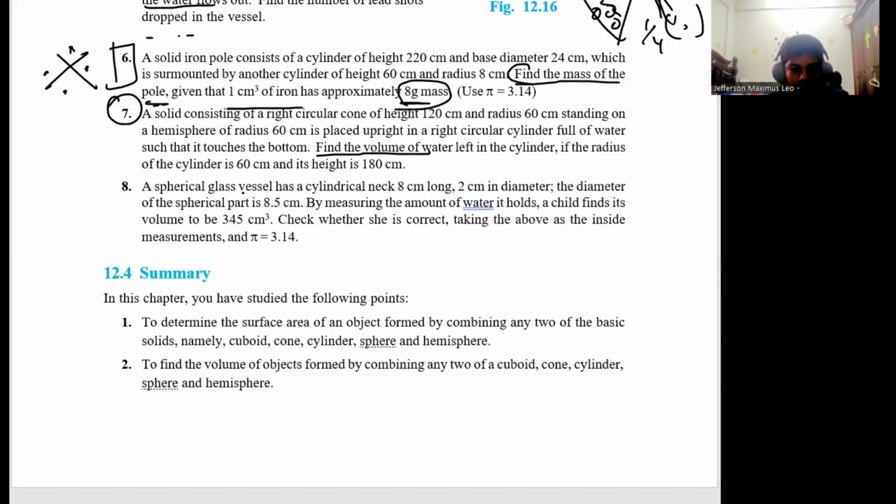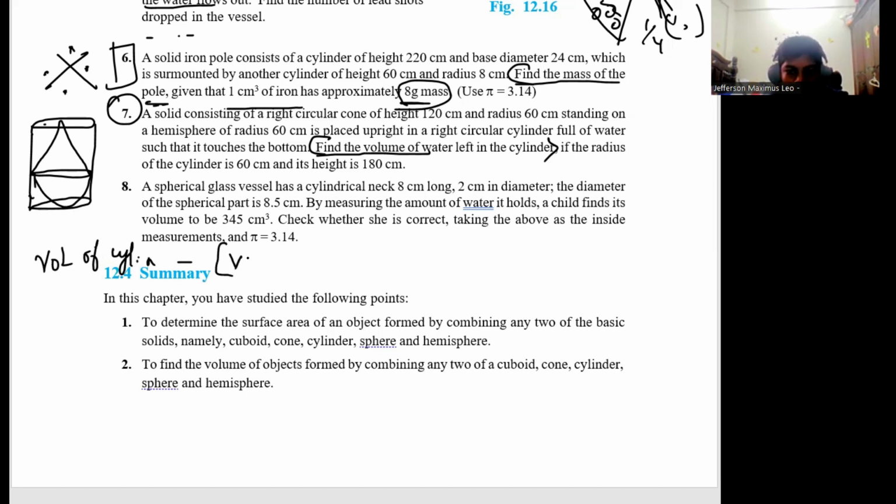The volume of the cylinder minus the volume of the cone and hemisphere inside. The volume of water left in the cylinder is asked. The cylindrical jar is calculated first, and inside that vessel the hemisphere touches the bottom, with the cone on top. So it is the volume of the cylinder minus, in brackets, the volume of the cone plus the volume of the hemisphere. When we calculate, we get the volume of water remaining in the cylinder.